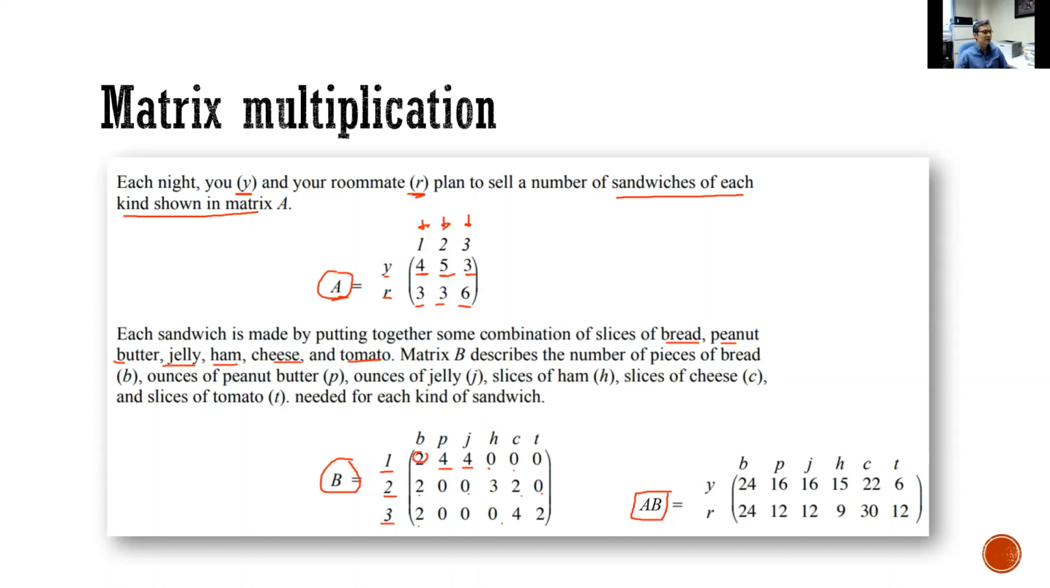So what's the multiplication, the product of A and B? This basically tells you how many slices of bread you have to buy, how many ounces of peanut butter you have to buy, of all these components, all these ingredients, in order to make 4, 5, 3 types of sandwich. So that's the meaning of this product of the two matrices.